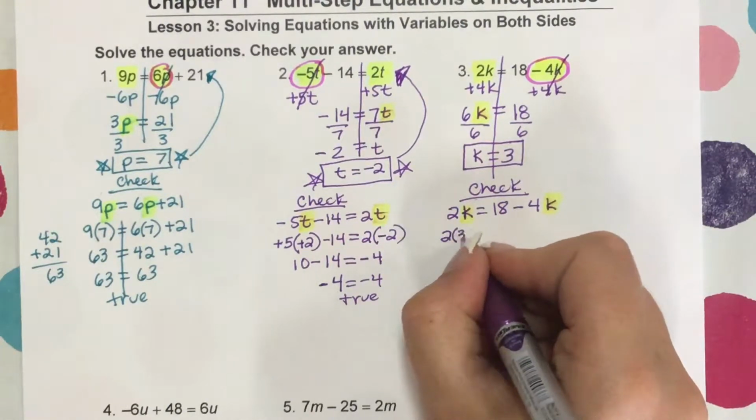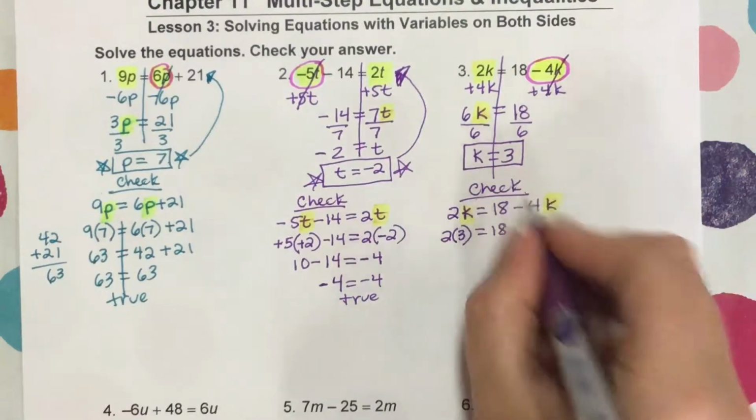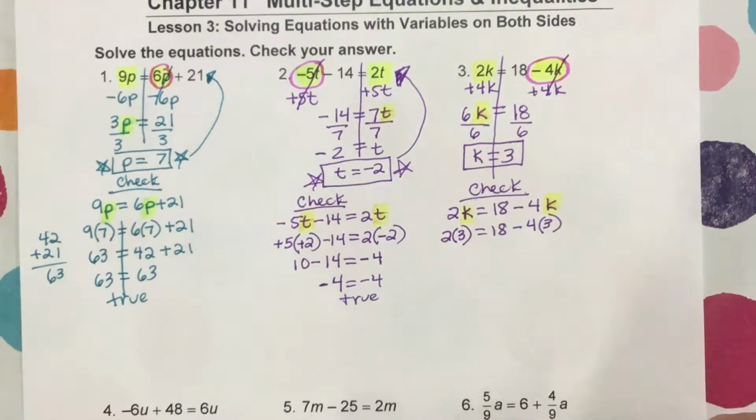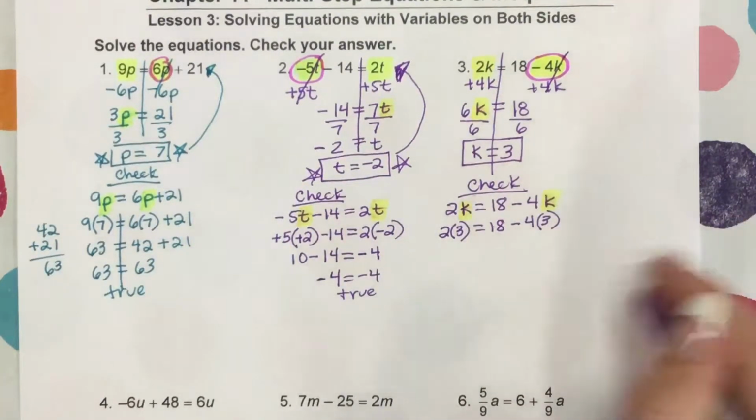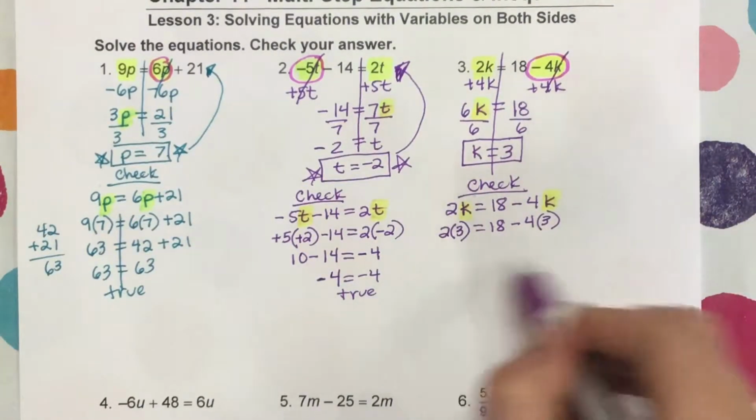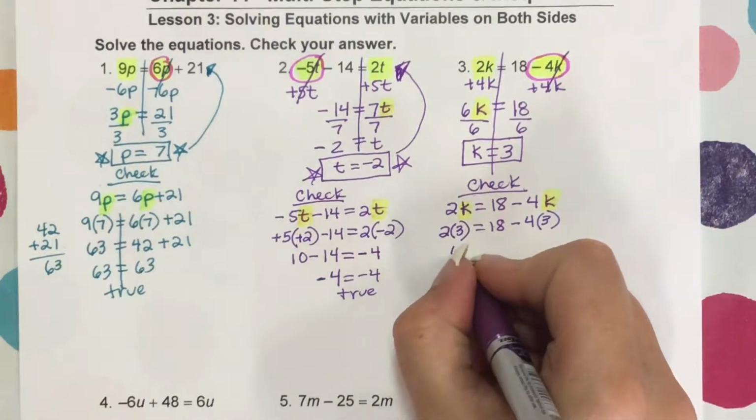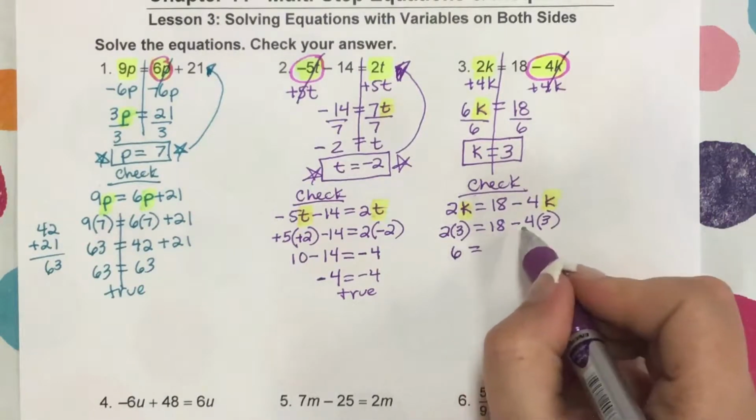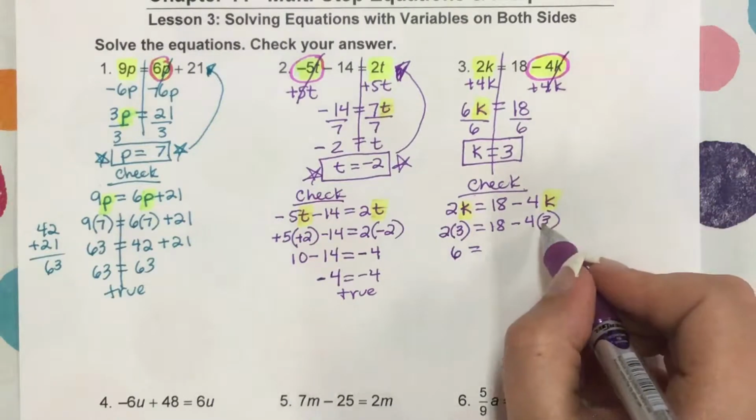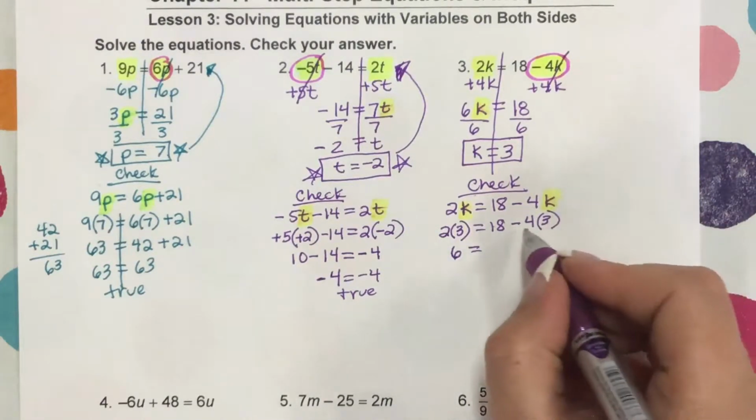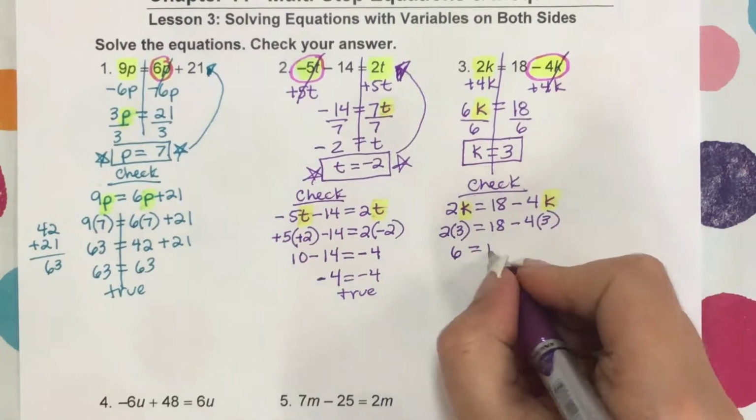So 2 times 3 equals 18 minus 4 times 3. Okay? And I'm just going to solve each side of the equation independently using my order of operations. I'm not moving anything from side to side. Okay? So 2 times 3 is 6 equals, I have 18 minus 4 times 3. So I have subtraction and multiplication. I'm going to do the multiplication first. So negative 4 times 3. I'm going to do the signs first. I'm going to rewrite this 18 first.